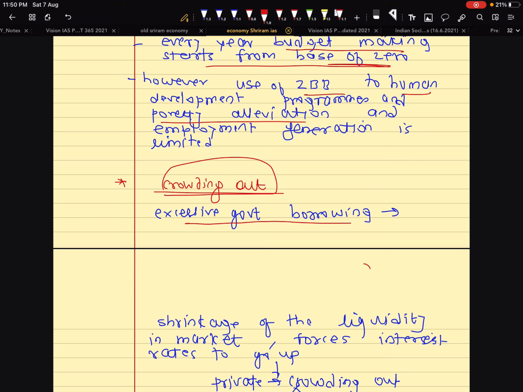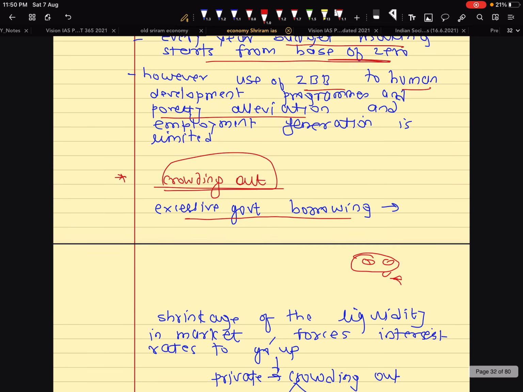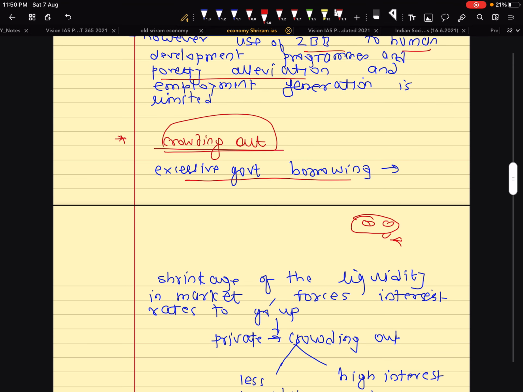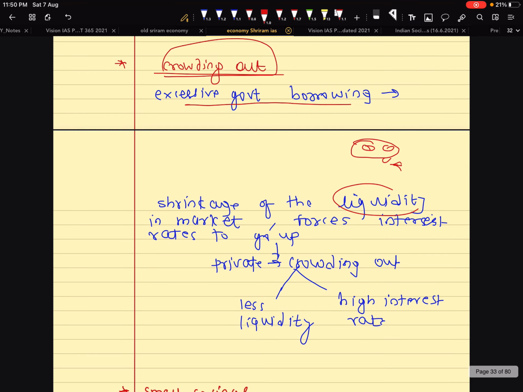If there is little money and the government borrows all of it, there will be very little money left for the private sector. Liquidity in the market will decrease, and the interest rate will also increase. So private players don't have enough money to invest, ultimately leading to crowding out. They will move out of the crowd, or leave the market, because of two things: less liquidity and high interest rates.